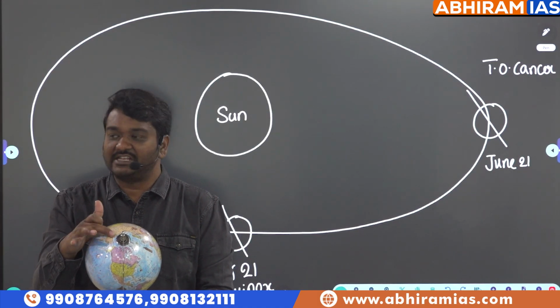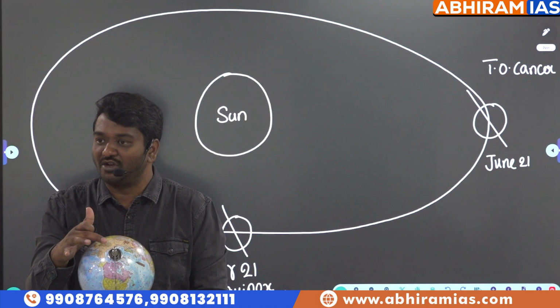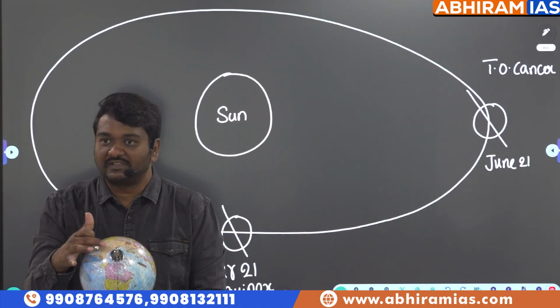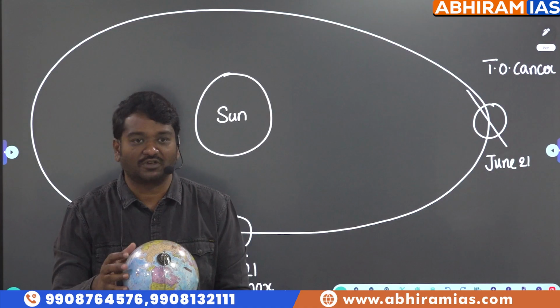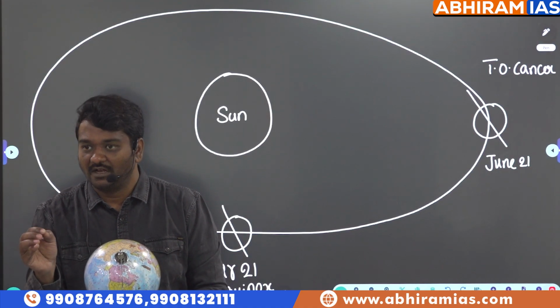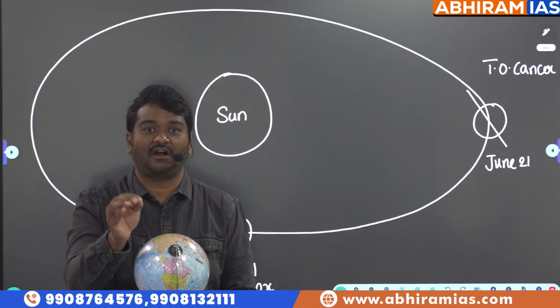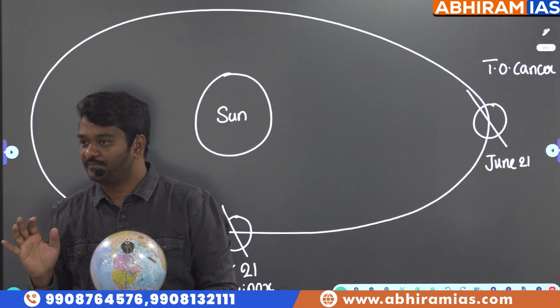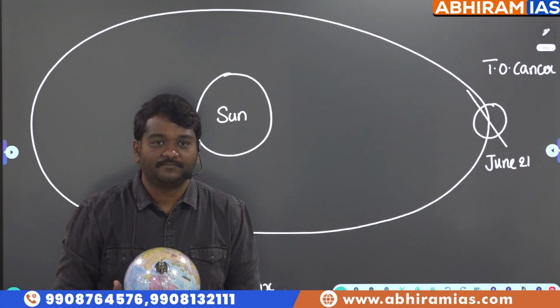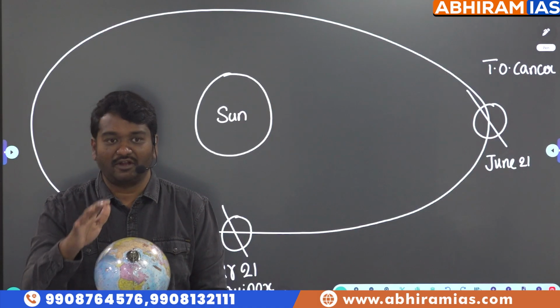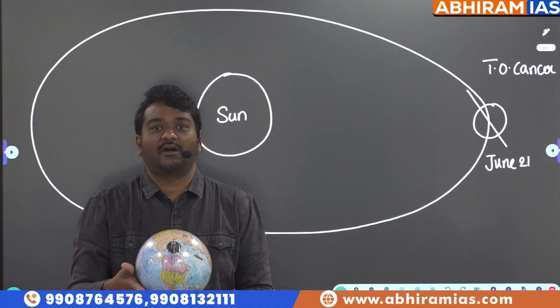Can I say sunset doesn't occur in the North pole? Sunrise doesn't occur in the South pole. This was a prelims question: on June 21st, sunset doesn't occur in which region? Is prelims question. Are you getting the point? Where you will not have sunset? North pole.